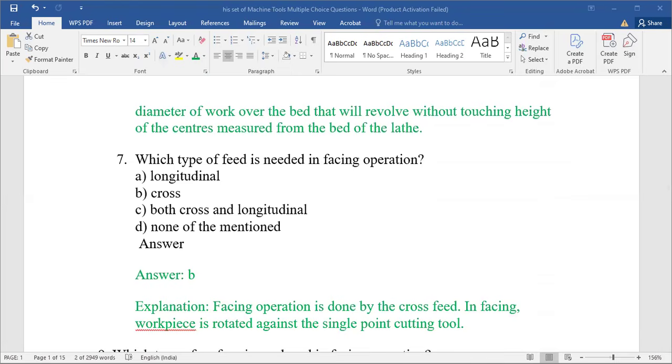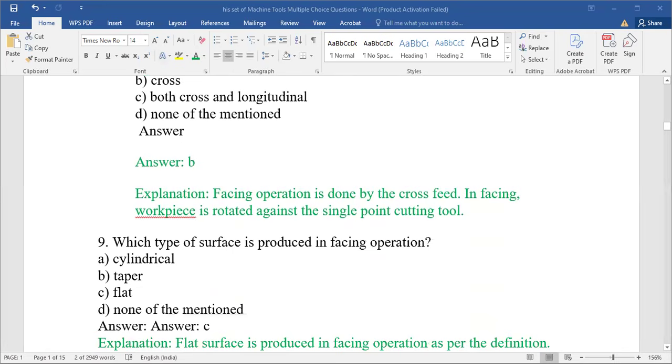Which type of feed is needed in the facing operation? Longitudinal, cross, both the cross and longitudinal, none of the mentioned. See, B is the correct answer, that is the cross. Facing operation is done by the cross feed. In facing, the workpiece is rotated against the single point cutting tool.